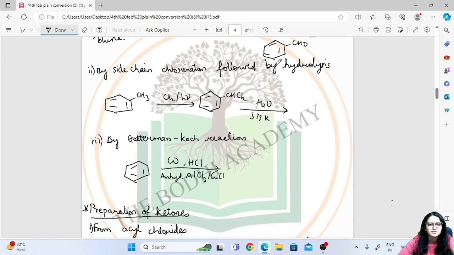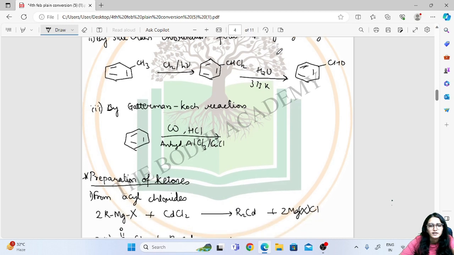Okay, next reaction is by side chain chlorination followed by hydrolysis. So here also we take the same compound, that is methyl benzene or toluene. Now here we use chlorine molecule in presence of light. When we add the chlorine molecule, both the chlorine get attached to the carbon attached to the benzene, and when we further do the hydrolysis, we will get the particular aldehyde under 373 Kelvin temperature. So here toluene is giving us benzaldehyde in presence of light.